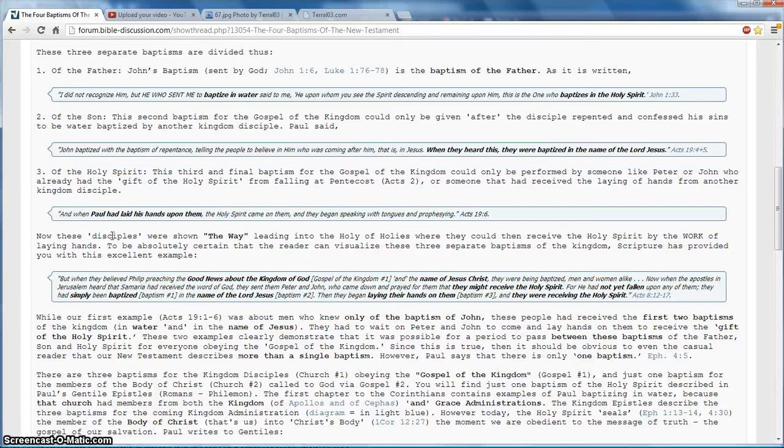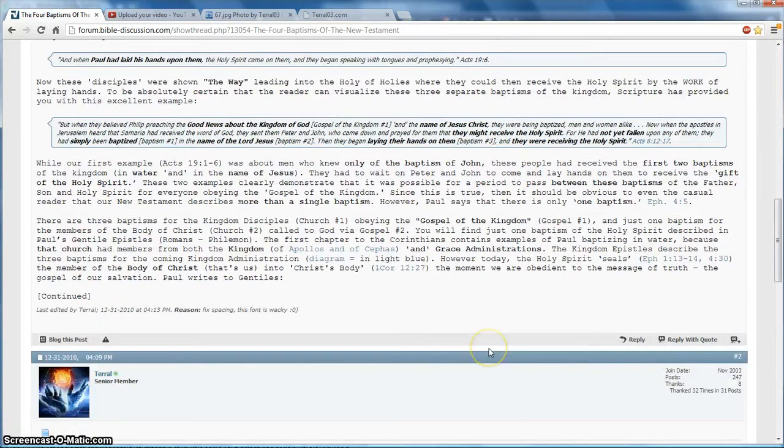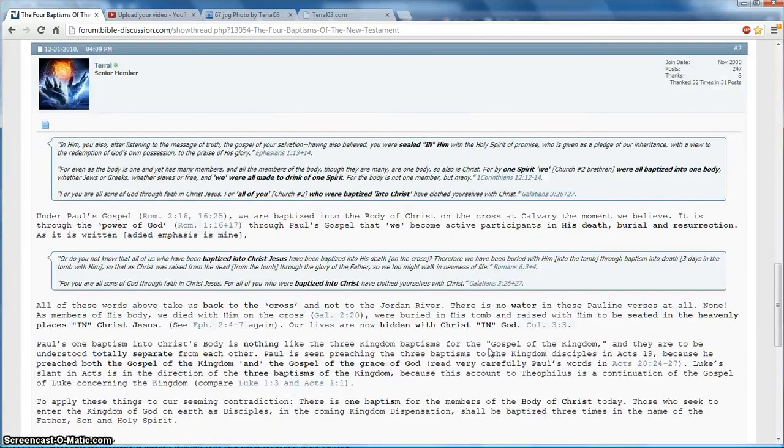The difference is, these Samaritans, they were running around with the first two baptisms without the third. In Acts chapter 19, those disciples ran around with just John's baptism, and received the second two together. They did not go and find water. When they heard this, they were baptized in the name of the Son. And then laying of hands gave it to the Holy Spirit. So that's the difference.